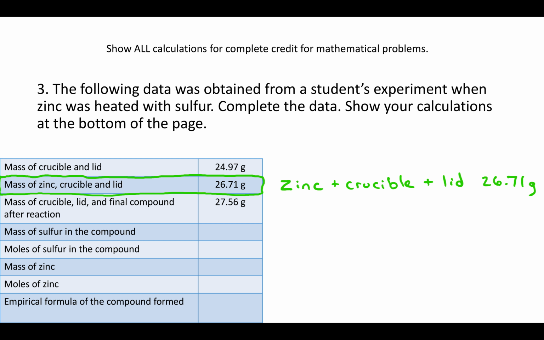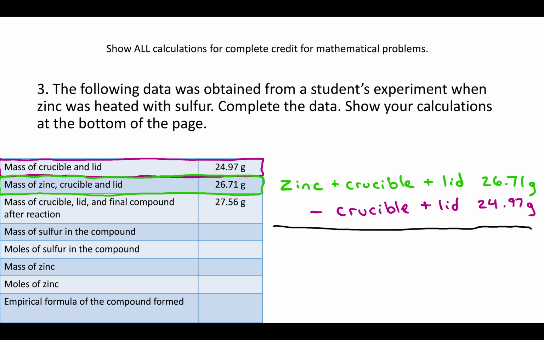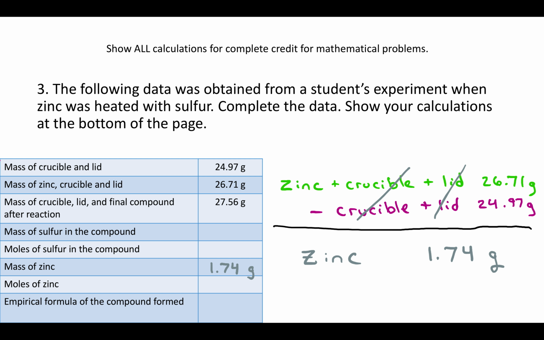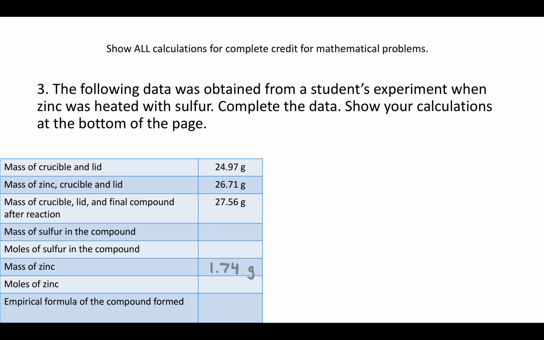Here they give us the mass of zinc, the crucible and the lid. If I take that and I subtract the mass of just the crucible and the lid, you can see that the crucible and the lid will cancel out, and I'll just have the mass of zinc. So in this case, zinc is going to be 1.74 grams. And I write that in that box in the table.